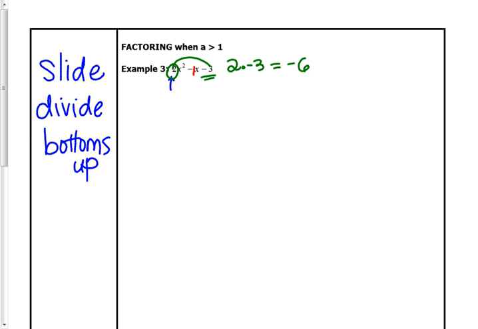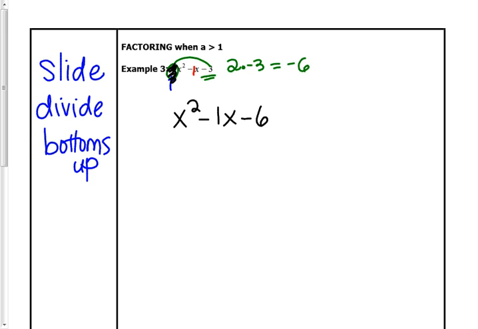So I'm going to take this and I'm going to rewrite my trinomial here. Because I slid the 2 over, I removed it. So it's no longer in front of the x squared. So I can rewrite this as x squared minus 1x. And then I rewrote the last one as the negative 6. Because when I slid the 2 over, I changed this negative 3 and I turned it into a negative 6.